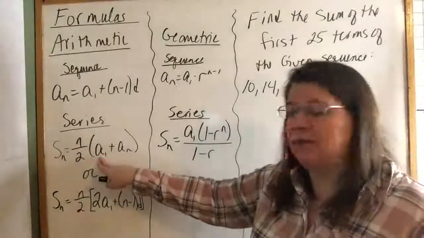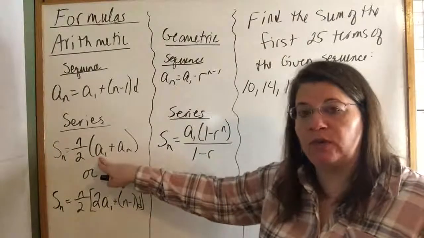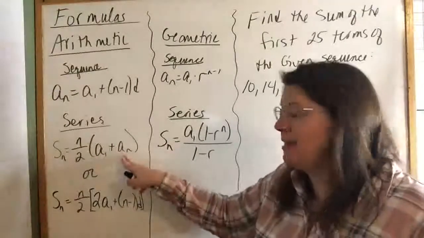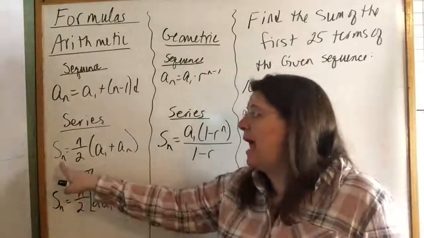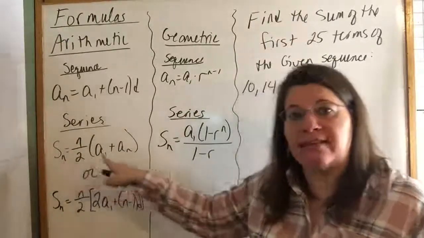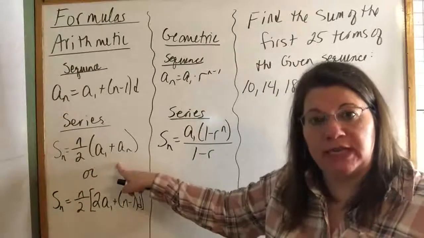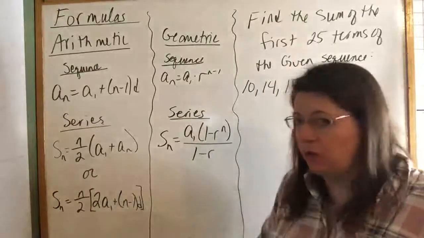A sub 1 is the first term in the series or sequence, and a sub n is the last term that they're talking about. So if they ask you to add the first 10 terms, then a sub n would be a sub 10, or the 10th term in the sequence or series.